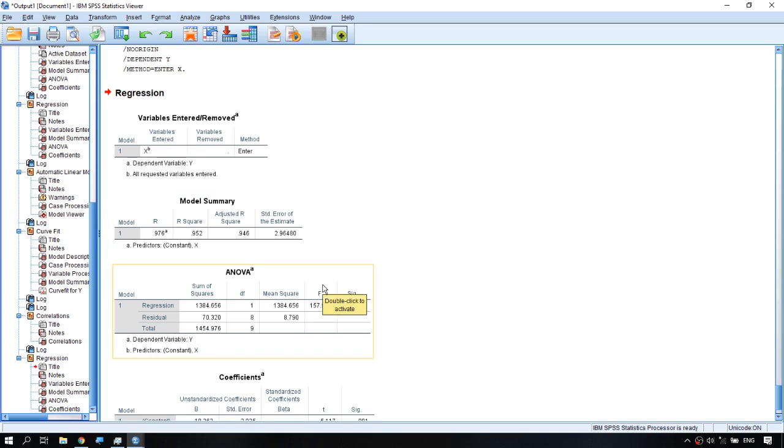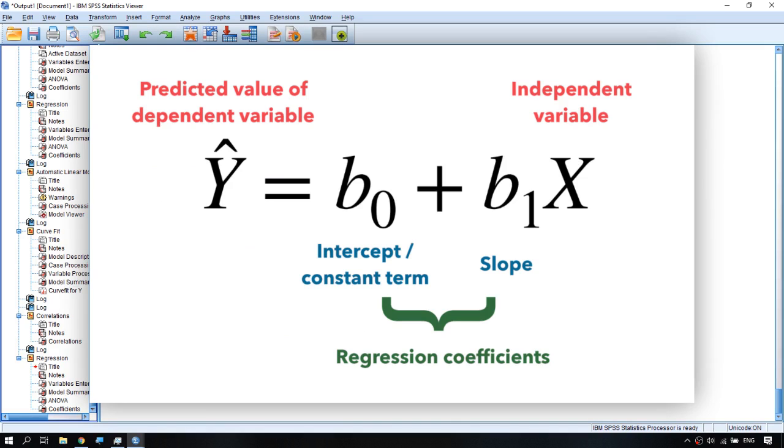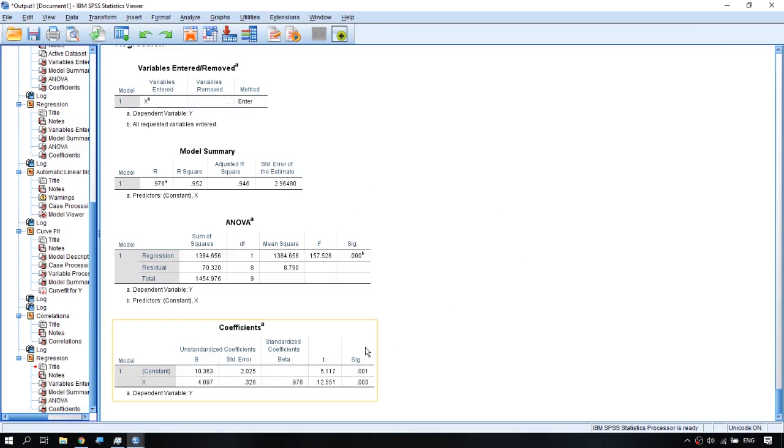Now I will skip the ANOVA table and scroll down to the last table, which is about the coefficients. Now for a straight line, we have 2 parameters. One of them is the y-intercept and the other is the slope, as I've explained before. And in SPSS, the y-intercept is given by the unstandardized B. B is a symbol for the coefficient. And in the front, you see constant. Constant means that in the equation, this number is not multiplied to any variable. Or in other words, this is the constant term in the linear equation, and it represents the y-intercept. So the y-intercept is 10.363.